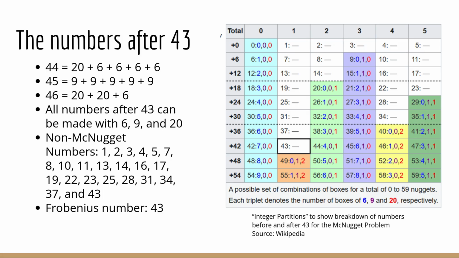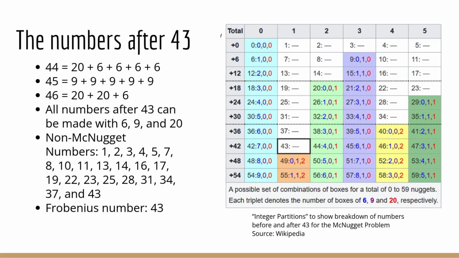So as a bit of a quick check, let's look at the numbers that come after 43. First, we can see that 44 works because you can start with 20 and then add 4 6s after that. As a side note, there's another way of doing this, by adding 20 plus 9 plus 9 plus 6. But that will be the case for many larger numbers, and it doesn't really matter as long as there's one possible combination at least. Next, 45 works because we can just add 5 9s. And then next, 46 works because we can just do 20 plus 20 plus 6.